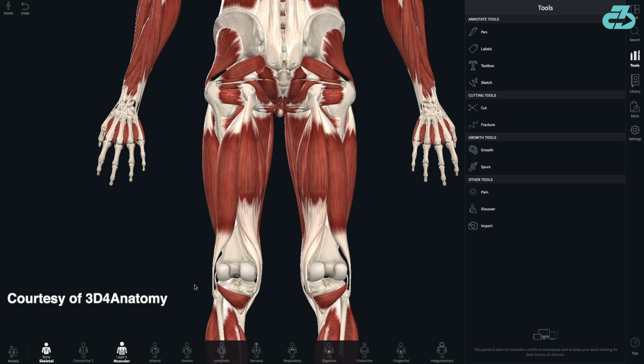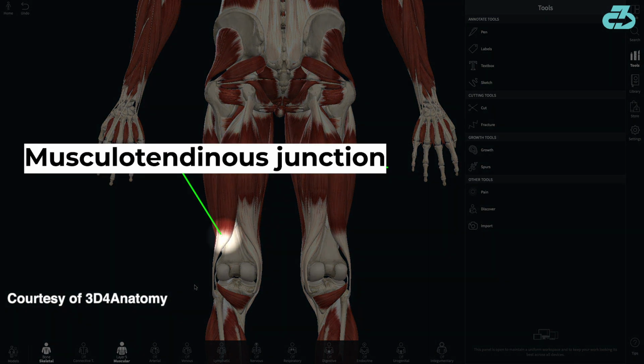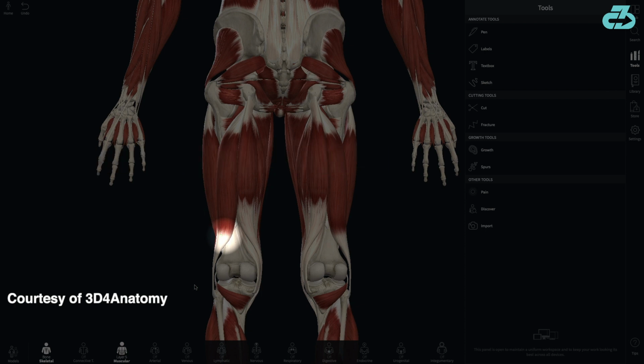The most common site for hamstring tear is the musculotendinous junction of the long head of the biceps femoris muscle. This junction is the transition point between the muscle belly and thinner coiled tendon.